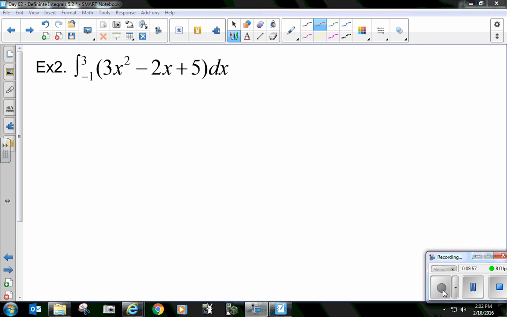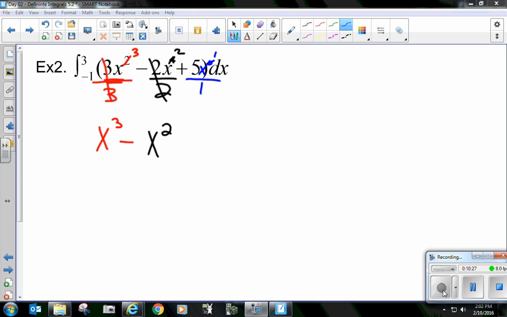I saw some good things. Everybody, if they weren't close, they were real close. So I'm going to integrate this whole thing. First, I'm going to integrate this one. I add 1 to the exponent, and then I divide by that exponent. So that becomes x cubed minus, well, I add 1 to this exponent, it becomes 2, and then I divide by 2. Then this was x to the 0. I add 1 to make it a 1, divide by that 1, that's just 5x. That's the integration. You should have gotten that part.